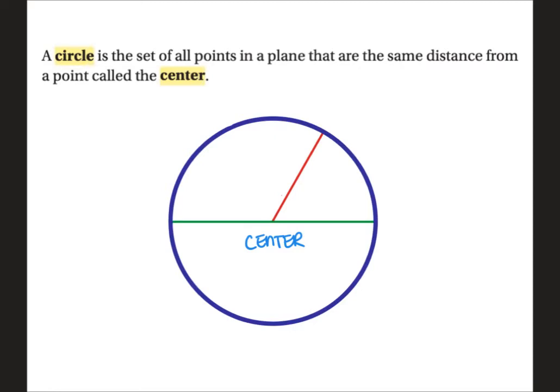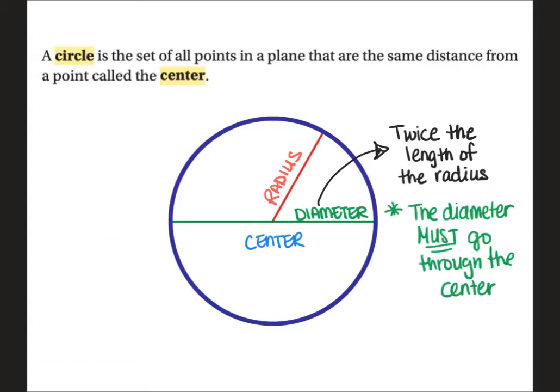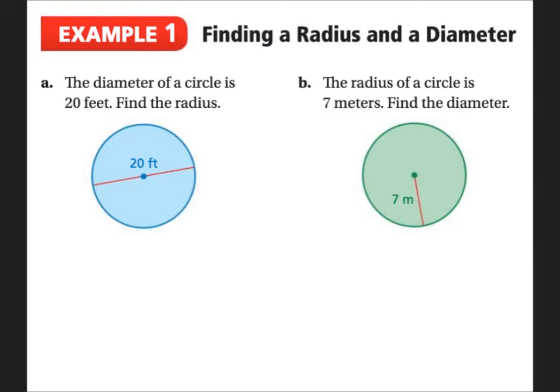The distance between the center and the edge of the circle is called the radius, and the distance across the circle is called the diameter. The diameter is twice the size of the radius, and the distance around the circle is called the circumference. So let's go over these two examples.